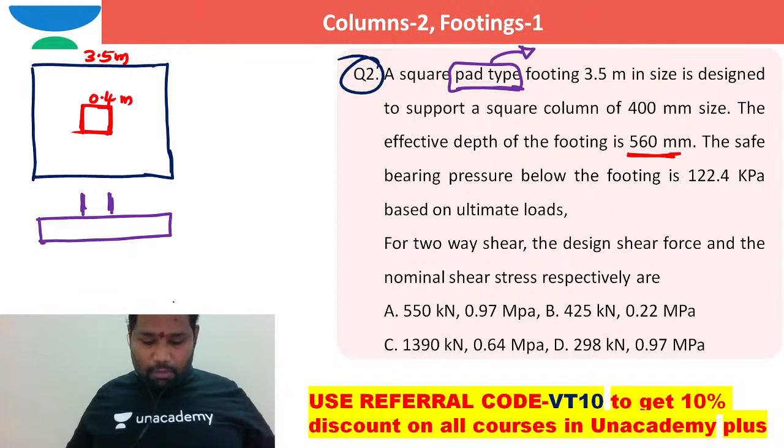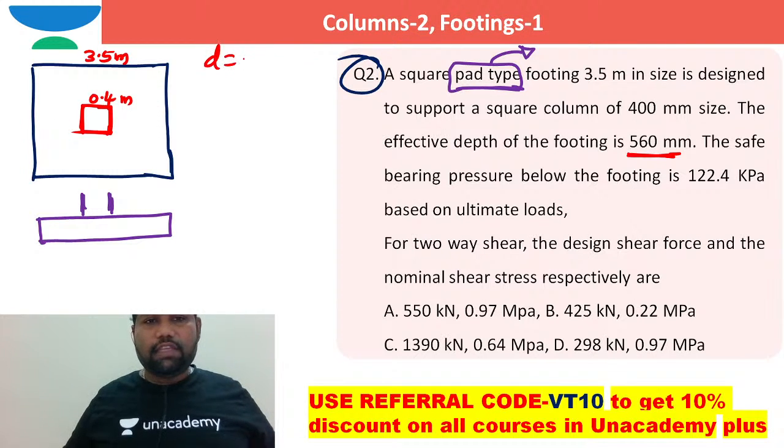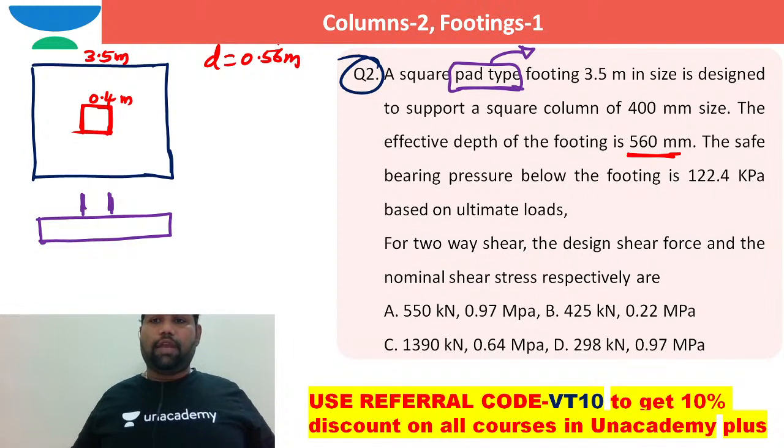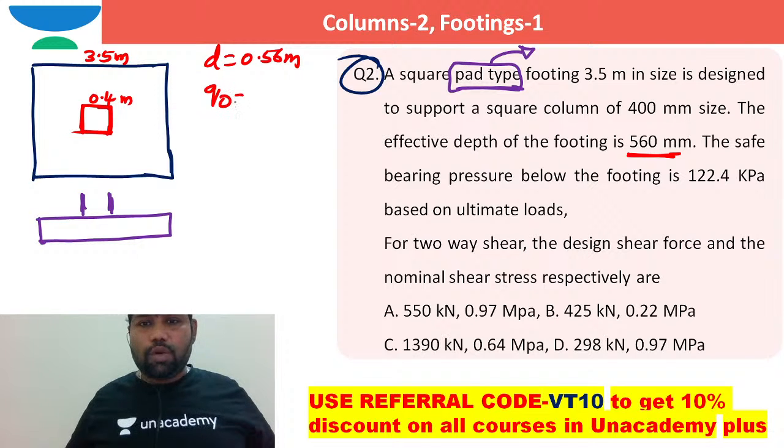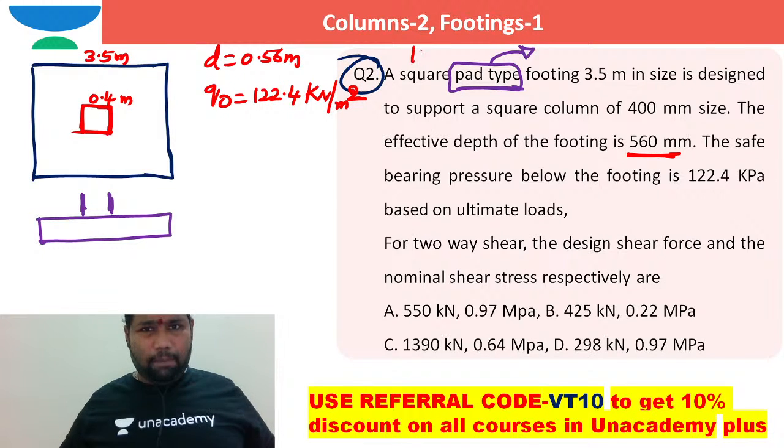So shall I work out this problem? Yes, this is also required, right? So coming to this one, the effective depth of the footing. What is the effective depth of the footing, brother? The effective depth of the footing, which is small d, is 560 millimeter. How can I write 560 millimeter in terms of meter? 0.56 meter. Right. The safe bearing pressure, which we call Q naught, from below the footing is 122.4 kilopascal, which is kilonewton per meter square. I hope you know 1 Pascal is 1 Newton per meter square. Kilonewton per meter square is kilopascal.